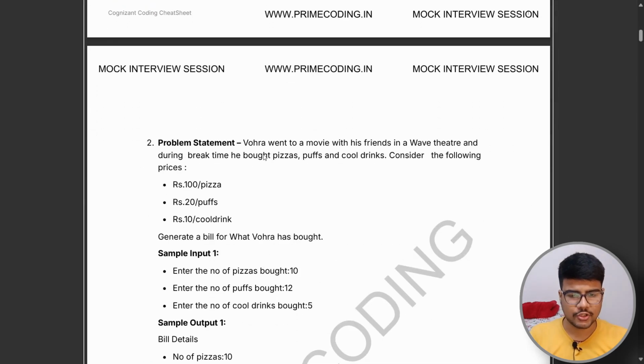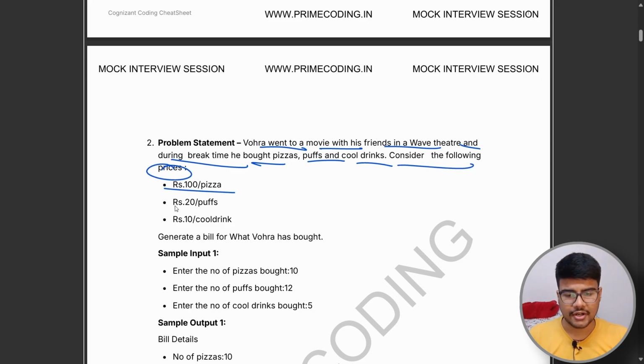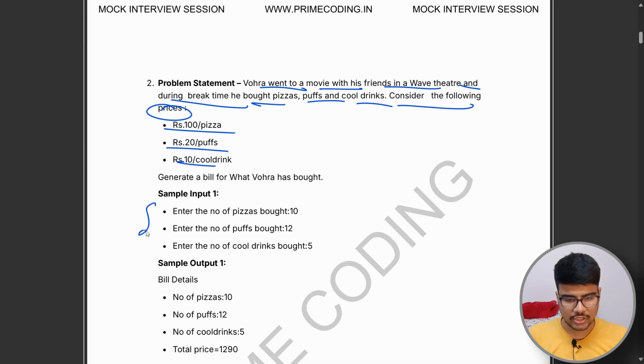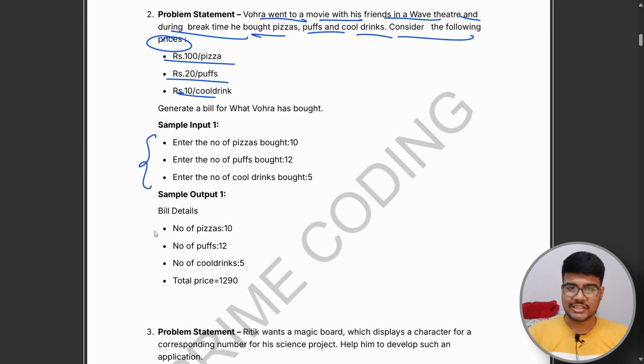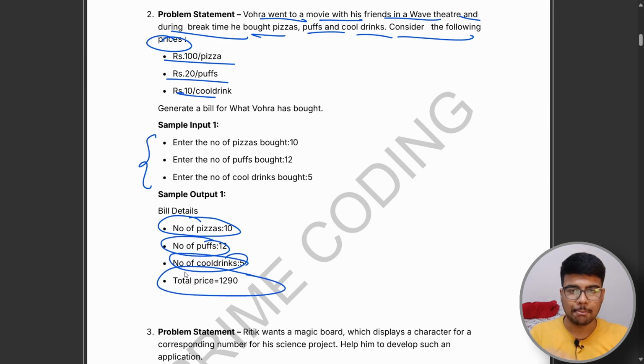And the problem, as you can see: Vora went to a movie with his friends in a wave theater, and during the break time he bought pizzas, puff, and cold drinks. Consider the following prices: 120 for puff and 10 rupees for cold drink. Now you get a sample input like this, and you need to generate a bill for it which looks like this. You need to do it in the same manner that we got from recent trends.